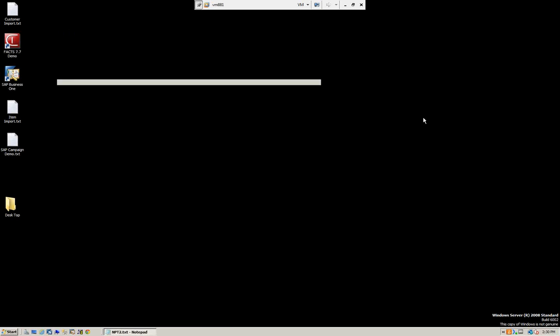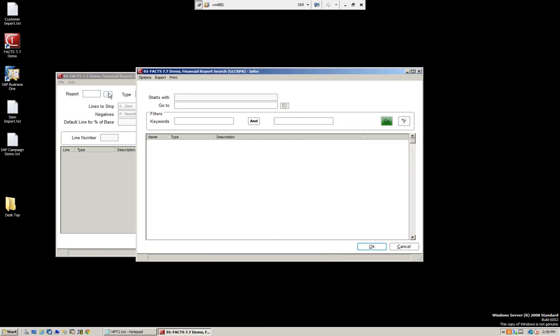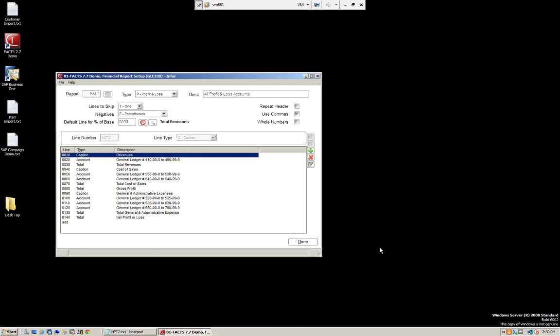And then we have the actual setup of the report. You'll see here that we had this profit and loss. And again, what we're doing is we're just building based on lines. We have different types. We have caption accounts, which are headers. We have the actual account, which is looking at general ledger information. And then we have totals. So in this case, a very simple P&L. We're looking at revenues. So we have a caption for revenue. We have all the revenue accounts.